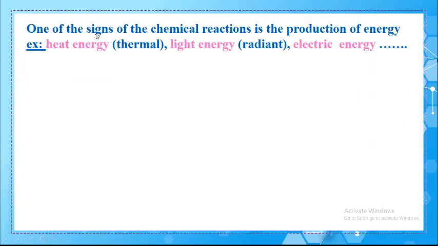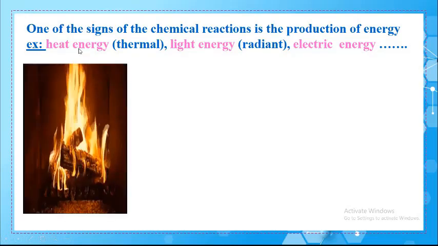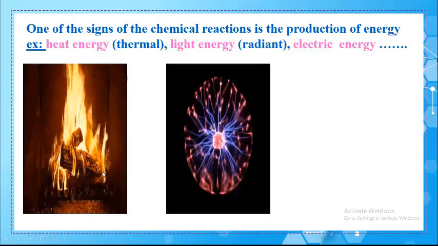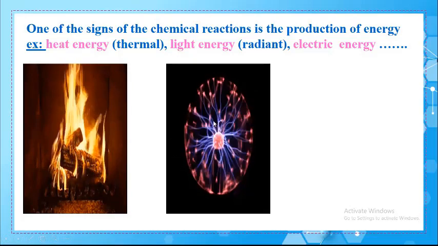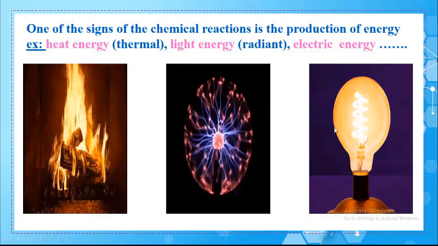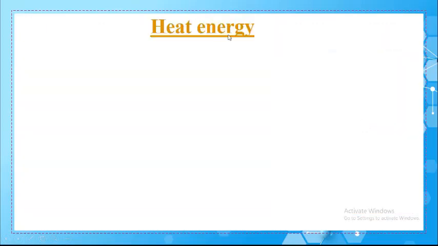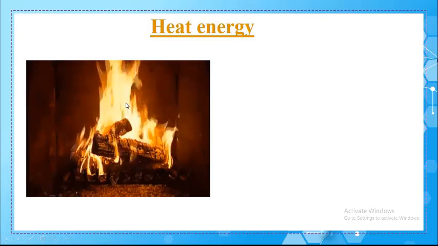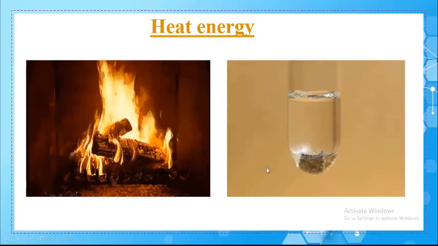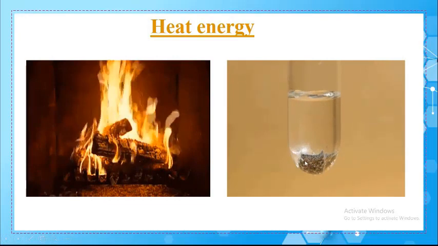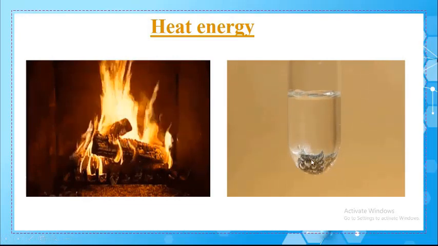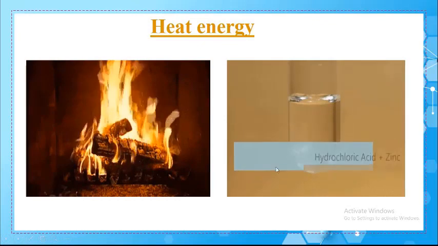Nice. Now, one of the signs of chemical reactions is the production of energy. For example, heat energy or thermal energy that you can feel upon burning some wood, light energy or radiant energy that may be produced from some chemical reactions, and electrical energy that is obvious in the bulb. Let's concern ourselves with heat energy and study it. If you look here, the heat is produced upon burning some wood. And in this chemical reaction, we add hydrochloric acid over powdered zinc.